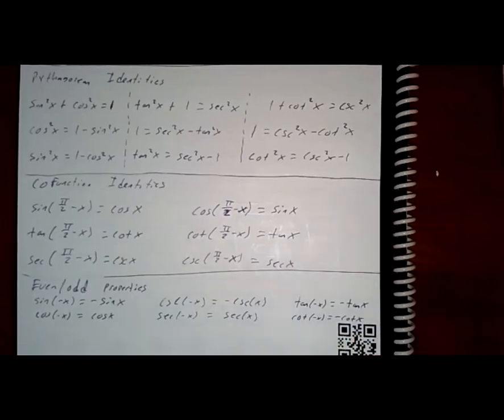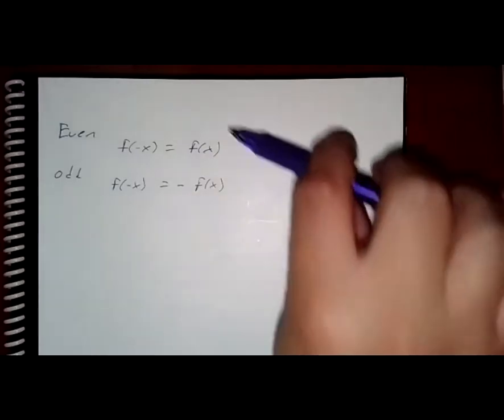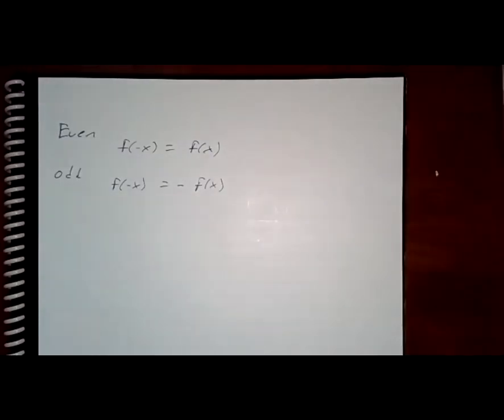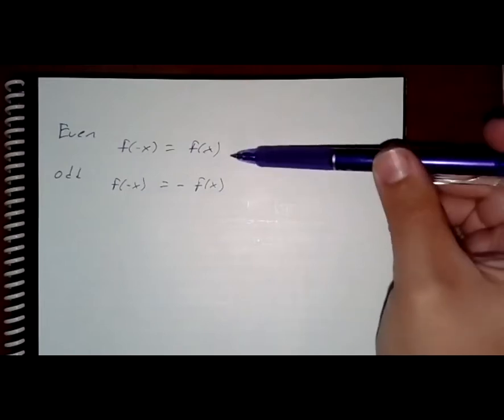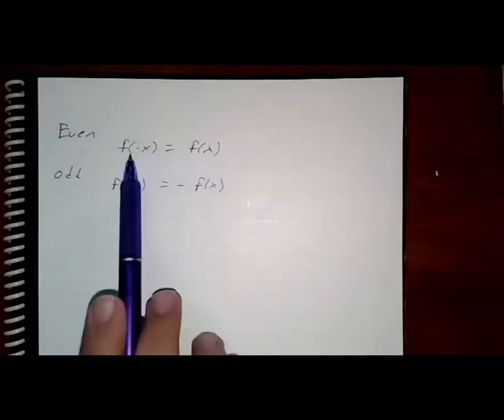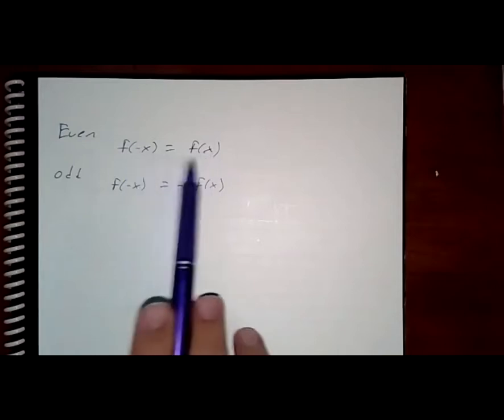All right. I think that might be all of them. Let me double check. Yeah, that's it. So we're going to need all of these to start doing the homework. And I'll wait just a moment. These are the definitions of even or odd. The only trig functions that have this property are the cosine and the secant.